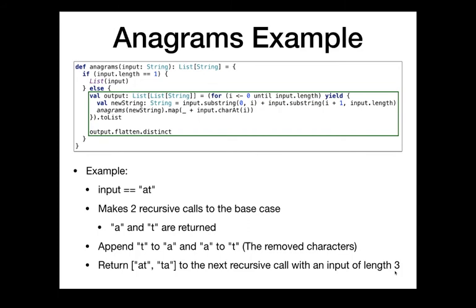It's going to get all those return values, including at and ta. It's going to get all those return values, append the missing character to all of the lists, all the strings in each list, combine all those, return those to the next level of the recursion. It's just going to keep going until we have one list with all of the anagrams that we need.